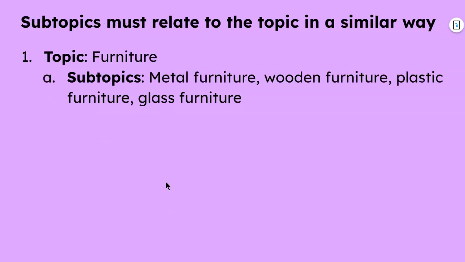Okay, look at this set of subtopics that is related to the topic furniture. Each subtopic is a type of furniture, and each is related to the topic. In addition, all subtopics are related to each other in the same way. That is, they each represent the types of materials used in furniture. So our topic is furniture, and we have metal furniture, wooden furniture, plastic furniture, and glass furniture.